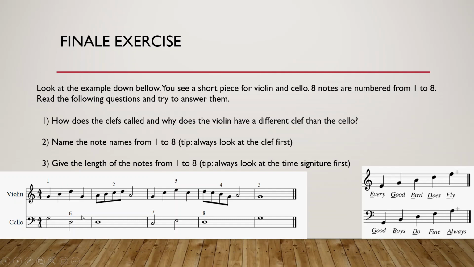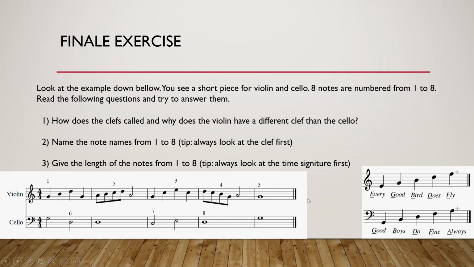We can use the sentence: good boys do fine always. So now let's think again. What is note 6? Good boys do, it's a D. Very nice. The 7th note is between line 2 and 3. Good boys do, between B and D. B, C, D. C is between B and D. And the 8th note is the same as 6. Good boys do is a D.